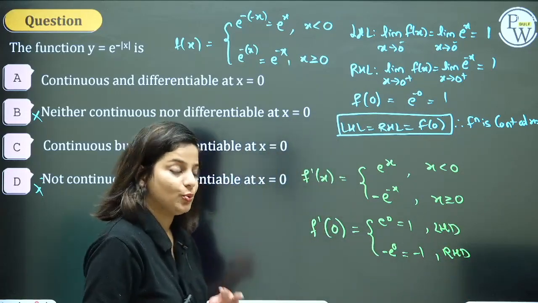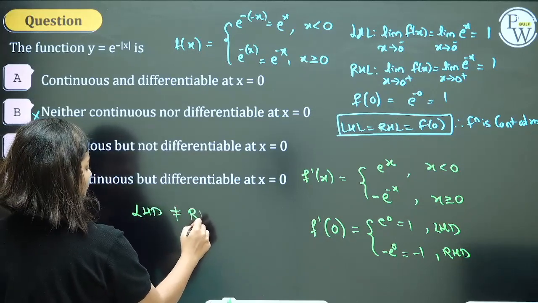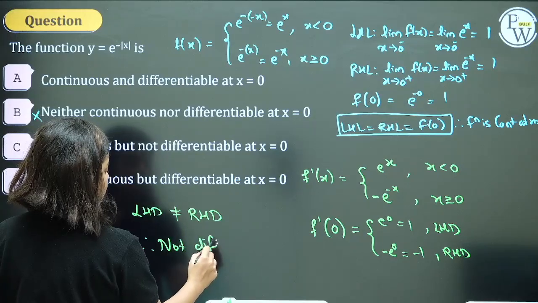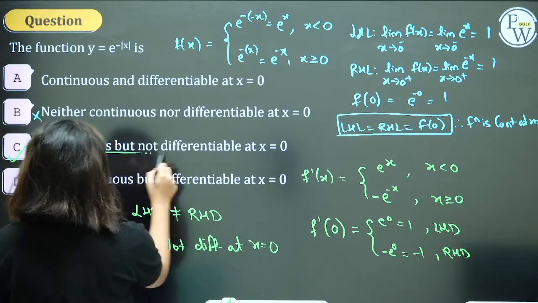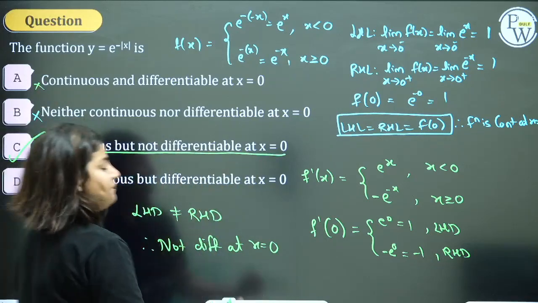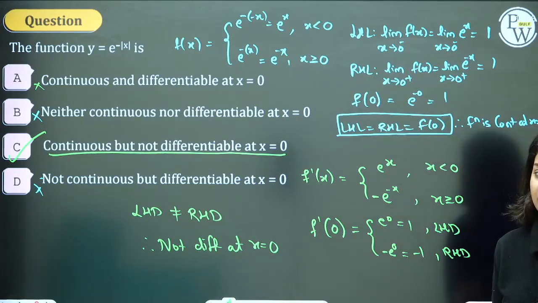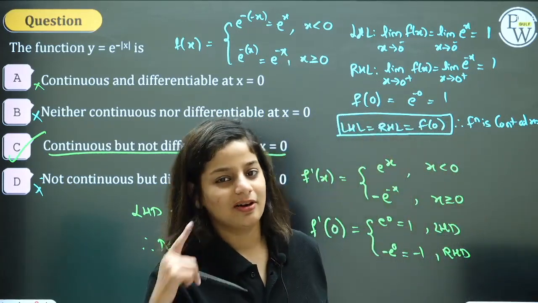My dear students, LHD is not equal to RHD. Therefore, not differentiable at x equal to 0. Therefore, the answer is C. Answer is option C. Continuous but not differentiable. And we just now saw here mod functions are not differentiable.